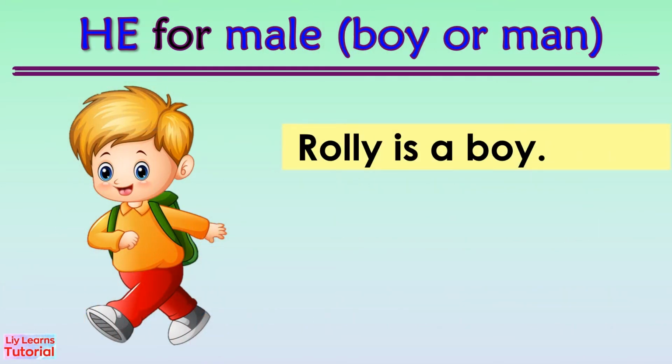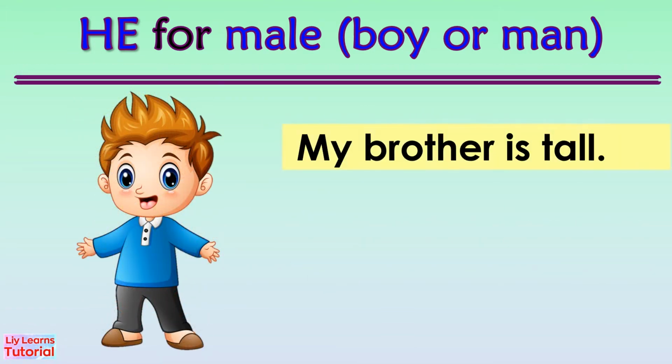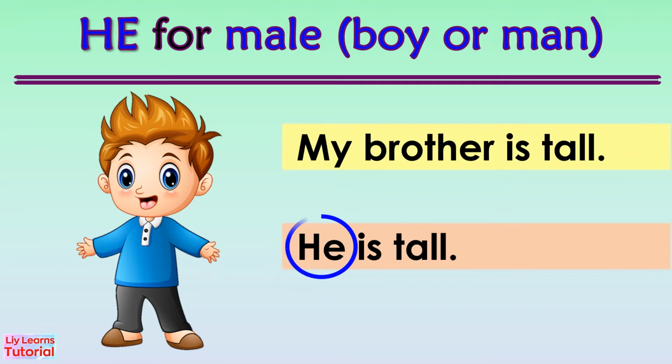Rolly is a boy. He is a boy. We use he in the place of Rolly since it's a name of a boy. My brother is tall. He is tall. We use he in the place of brother since it refers to a boy.